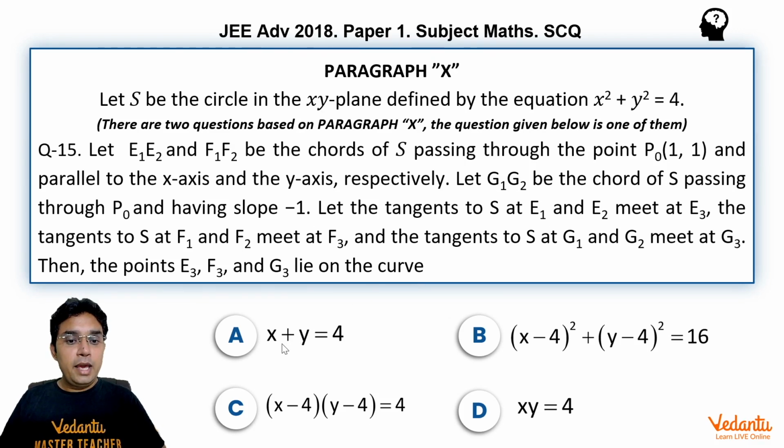A option x plus y equal to 4. B option x minus 4 whole square plus y minus 4 whole square is equal to 16. C option x minus 4 into y minus 4 equal to 4. D option x into y equal to 4.